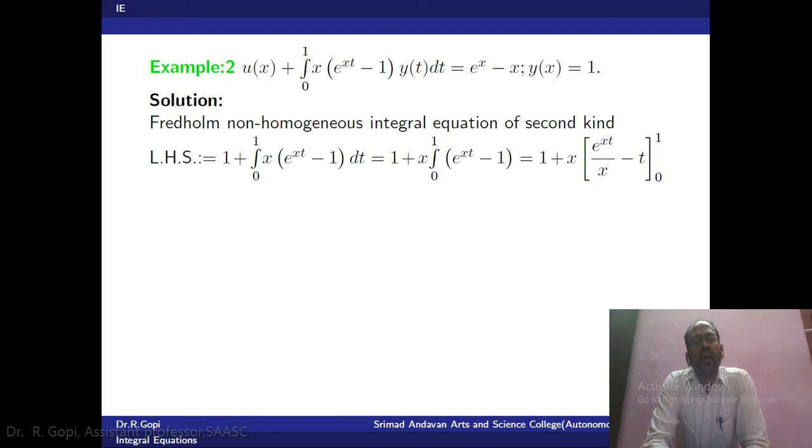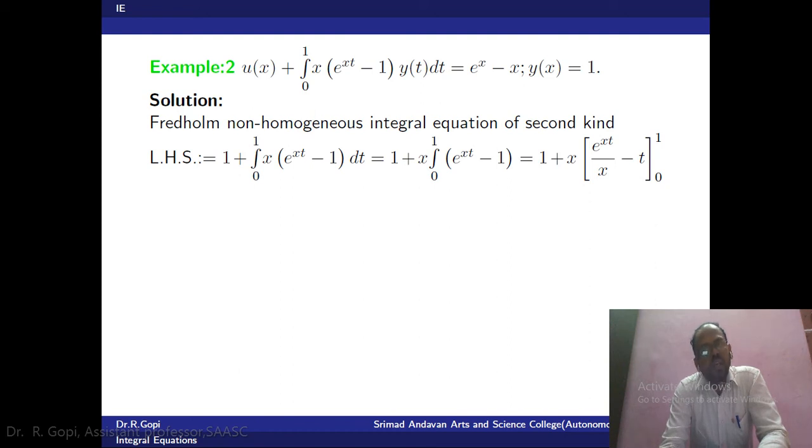Then 1 plus, since x is independent, take it outside the integral. So x times the integral from 0 to 1 of e^(xt) minus 1 equals 1 plus x times e^(xt) divided by (x minus 1), limit from 0 to 1. Then 1 plus x times e^(xt), integrating with respect to t, e^(xt) is nothing but e^(xt) whole divided by (x minus 1), limit from 0 to 1.